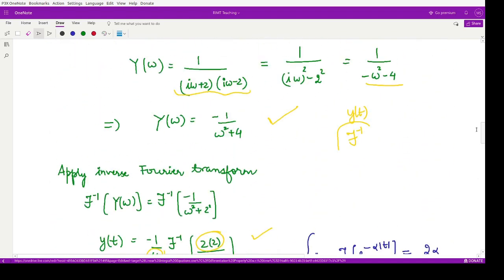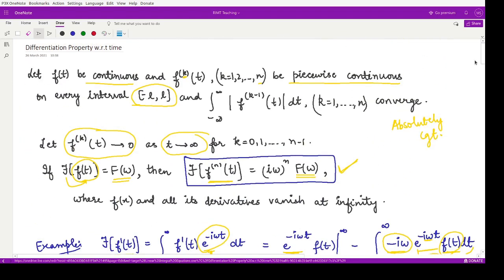So from here we saw that whenever we have the Fourier transform of a derivative of some function, that is equivalent to multiplying by iota omega that number of times the Fourier transform of the given function f of t. So I hope this is clear to you all.